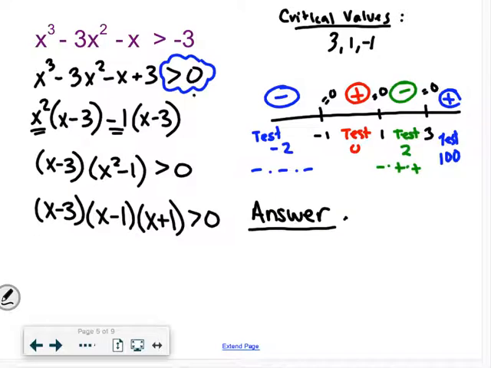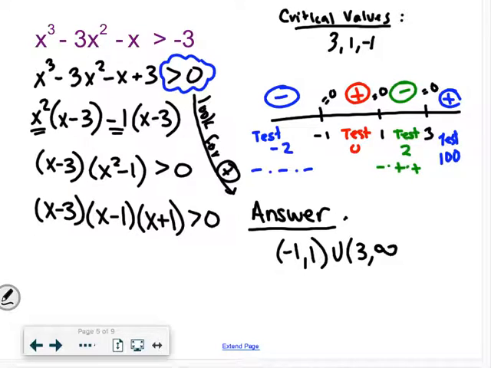Okay, so remember, the answer to the question is, when is it greater than 0? We're looking for sections that are positive. And we had said before, at these values, it's equal to 0, so we don't want to include them. It's pretty easy then to give your intervals, right? From -1 to 1. And from 3 to infinity. You have 2 intervals of positive values.